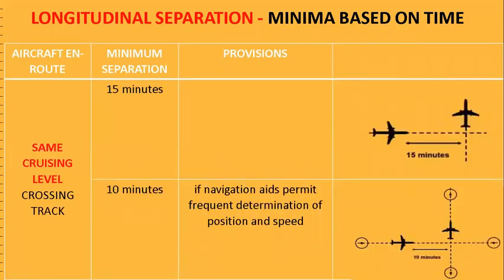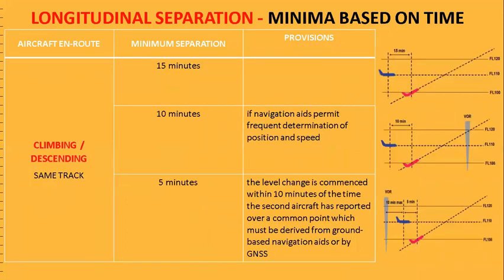Then same cruising level and crossing track. So whatever we have discussed earlier is applicable here also, but only 15 minutes and 10 minutes. For 15 minutes, no condition is there, but for 10 minutes a condition is there. We have navigation aids, and with the help of that, we are able to determine frequent position and speed of both aircraft. Here 5 minutes and 3 minutes are not applicable, not allowed.